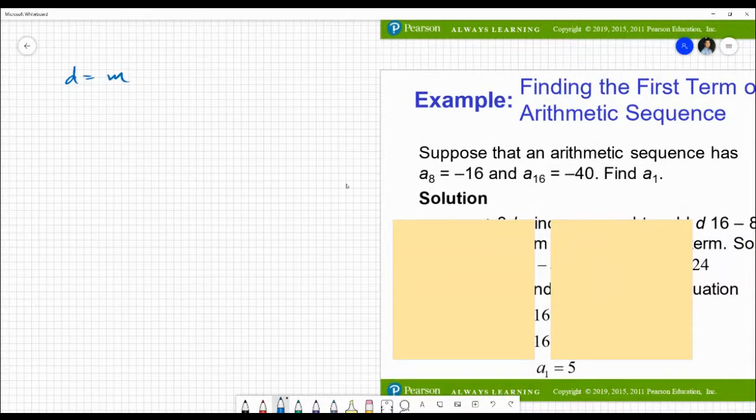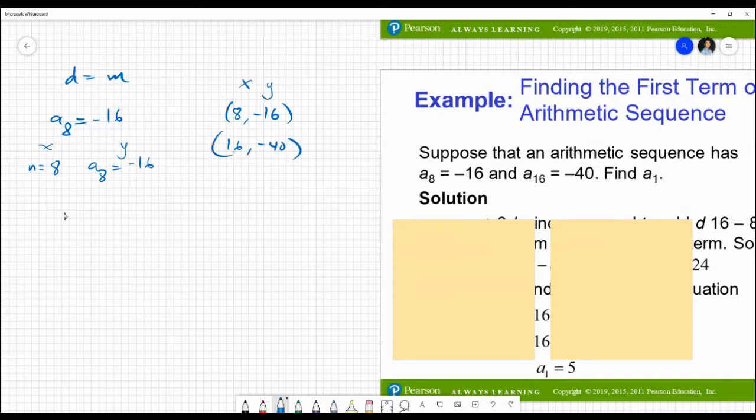Now think of it like this. Whenever they give you a of 8 is equal to negative 16, think of this as a point. Well, 8 here is basically your n value, and a8 is basically your y value. So think of this as your x value, think of this as your y value. So if I give you 8, negative 16, and the other one 16 and negative 40, think of that as an x and a y here.